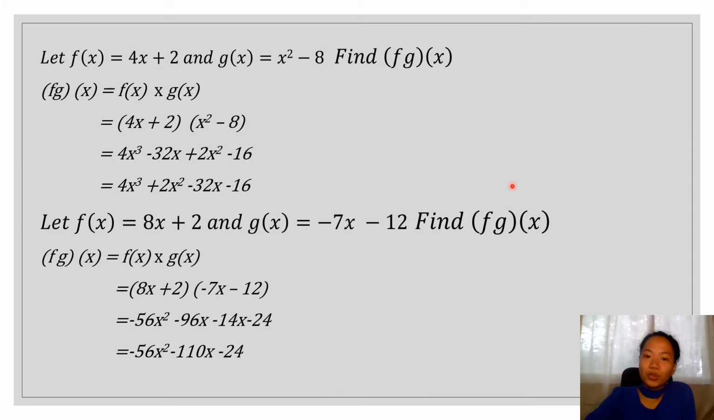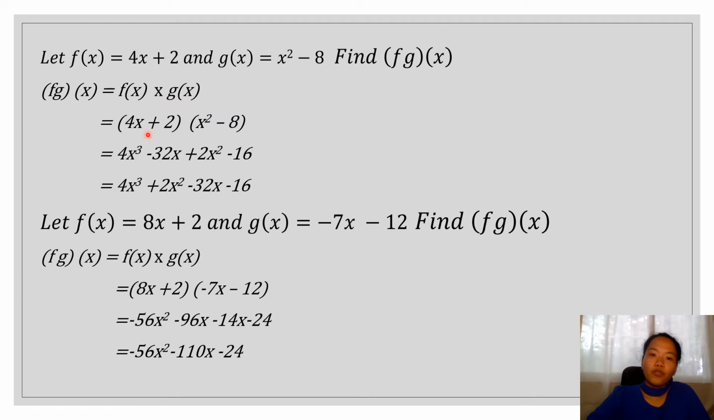Okay, we now know how to solve subtraction and addition of functions, right? For this slide, I am focusing on multiplication, and I put two examples here for you to understand it well. The first example: let f of x equal 4x plus 2 and g of x equal x squared minus 8. Find quantity fg of x. So quantity fg of x equals f of x times g of x.